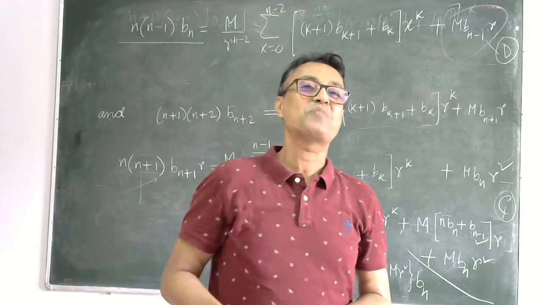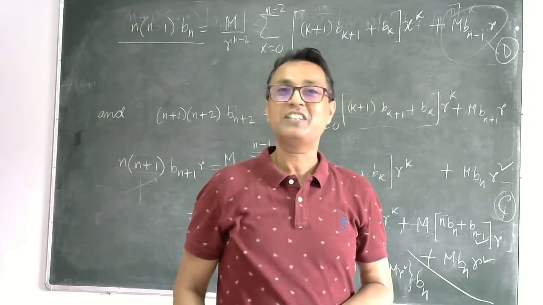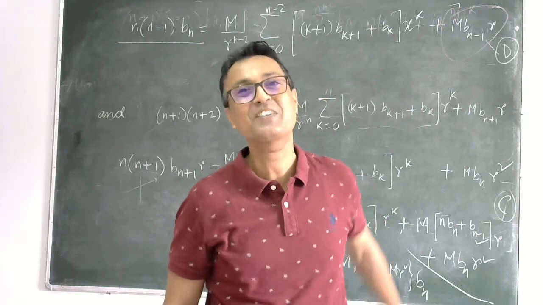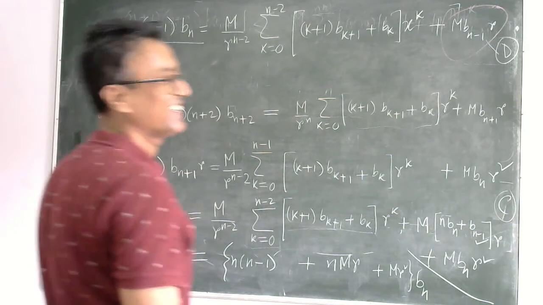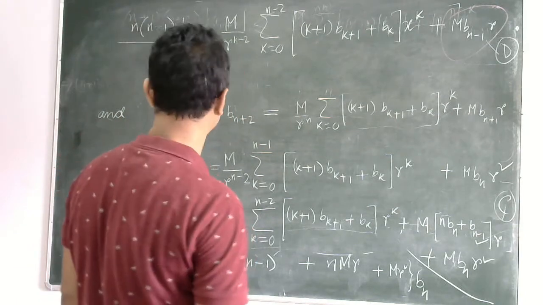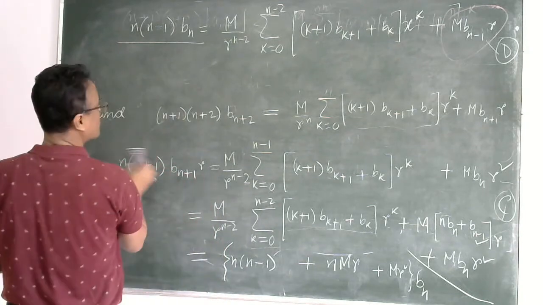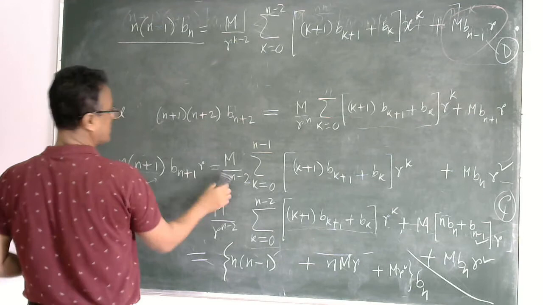In order to prove that the series for b_n is convergent, I am going to use what test now? The clue is there. Ratio test. Yes, that is what it is. So now, from this relation, yes, this.